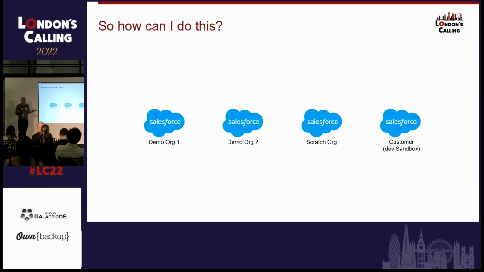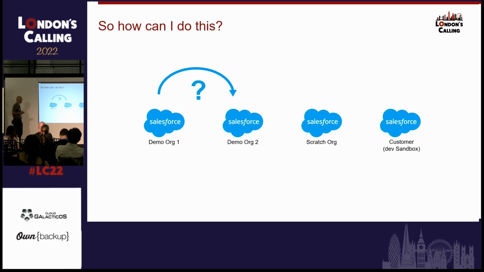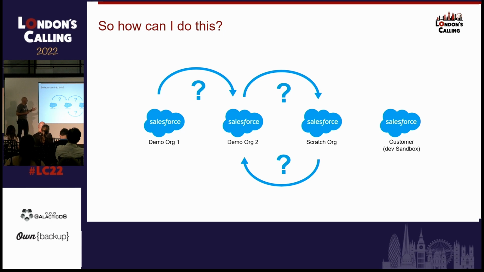So here are some example scenarios where this might come in handy. Like me, I've got one demo org, and I want to put it into another demo org. Maybe in my demo org there's something I built that's so cool, I think, actually, you know what? That'd be really good as part of our managed package. So I want to put that into my Scratch org, into my development environment, and make that part of the managed package. Or maybe I want to take it from the Scratch org and put it into the demo org, either way. Or maybe I'm going to put it into a customer.